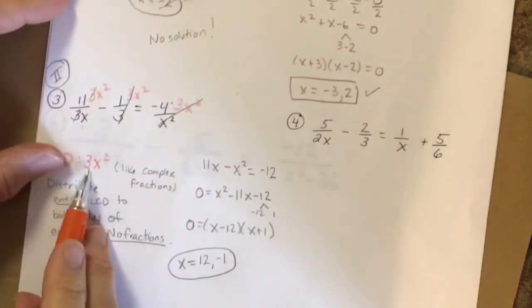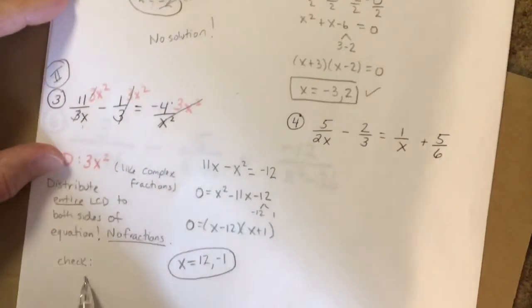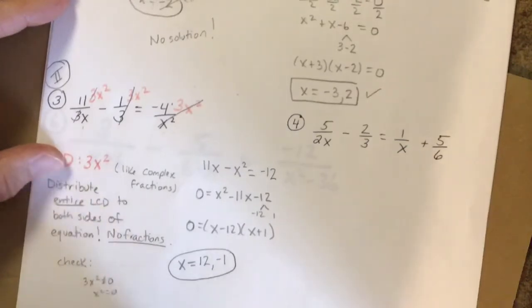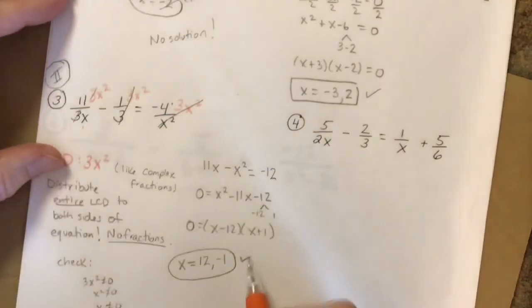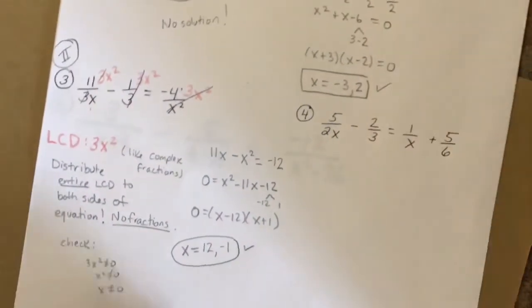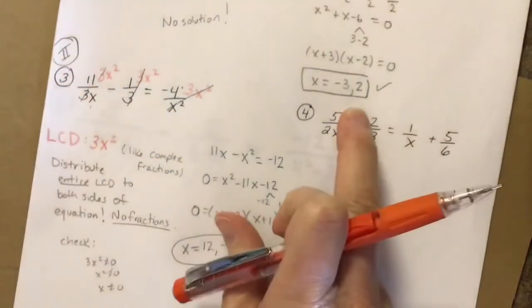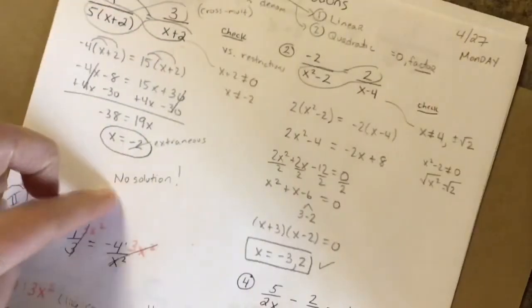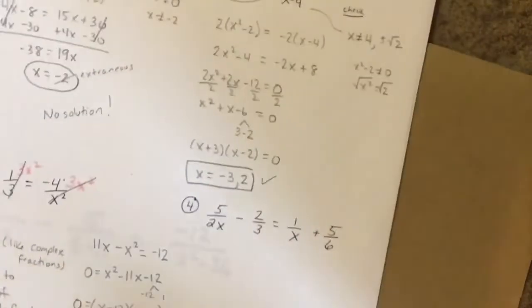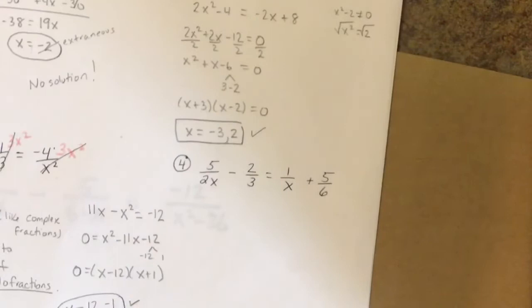Restrictions, okay? And really, I could just look at the LCD, right? 3x squared is not allowed to equal 0. So I divide by 3, that's 0. I square root, that's 0. X can't be 0. Whoa, we didn't get 0, so we're good. Okay. Two good answers. Two good answers. No solution.